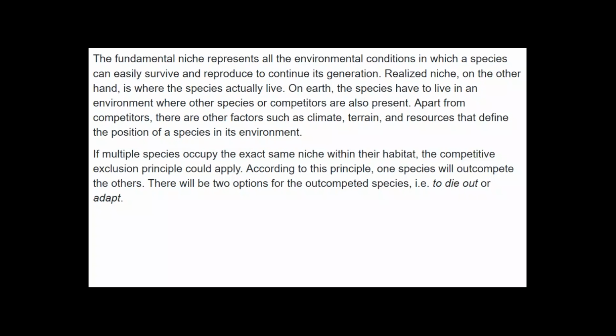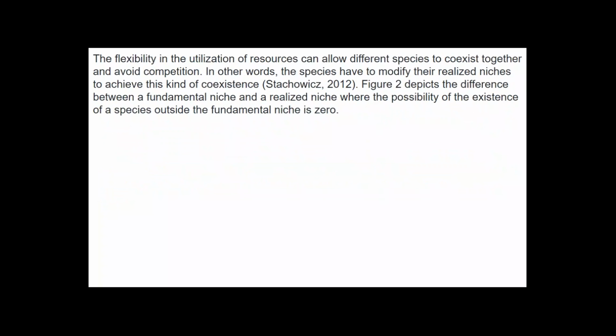So the one which is being outcompeted has to adapt and occupy a slightly different niche so that it can continue to survive. According to this principle, one species will outcompete the others. There will be two options for the outcompeted species, i.e. die out or adapt. And the flexibility in the utilization of resources can allow species to coexist together and avoid competition. In other words, the species have to modify their realized niches to achieve this kind of coexistence.